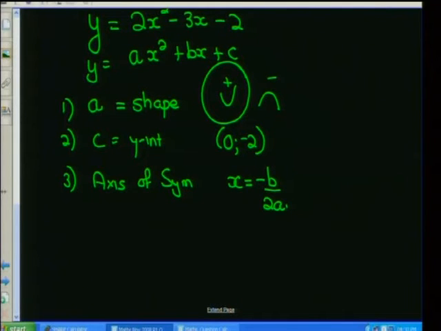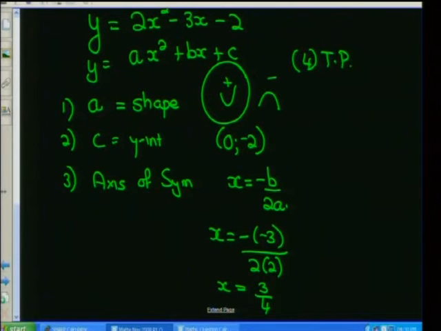So x is equal to minus b over 2a means you would go along, you would say x is equal to minus, your b value was minus 3, over 2 times your a value, which is 2, which means we have 3/4 as our axis of symmetry. And then the fourth thing I would do is I'd find the turning point, which I would do by substituting x equals 3/4 into the equation. So I would go y is equal to 2, 3/4 all squared, minus 3 times 3/4, minus 2.